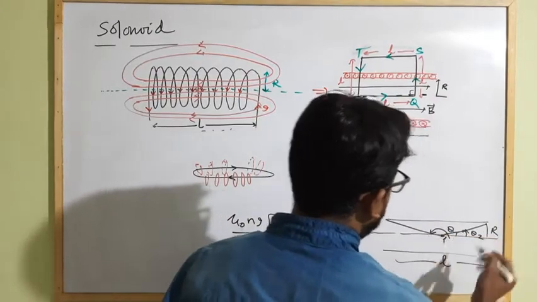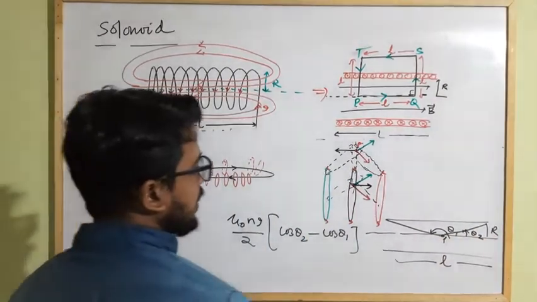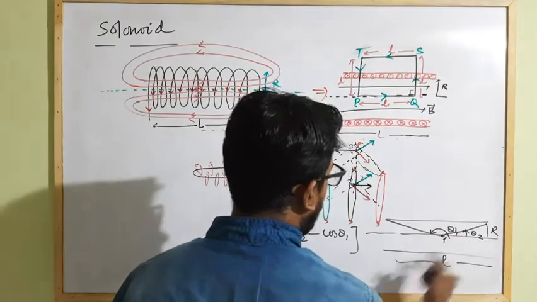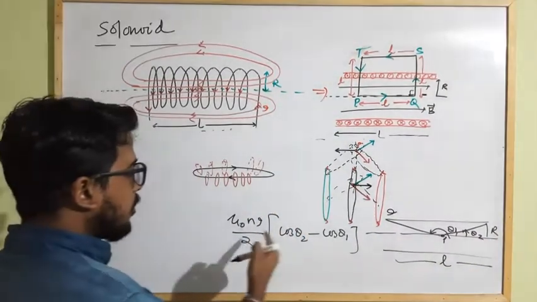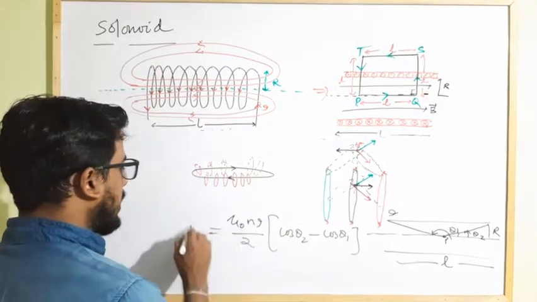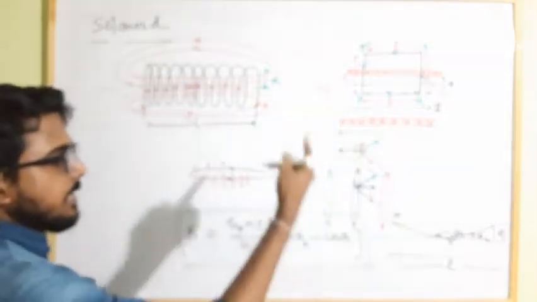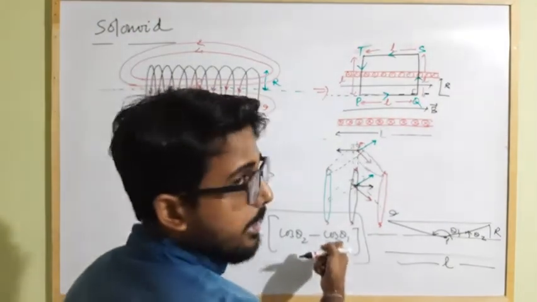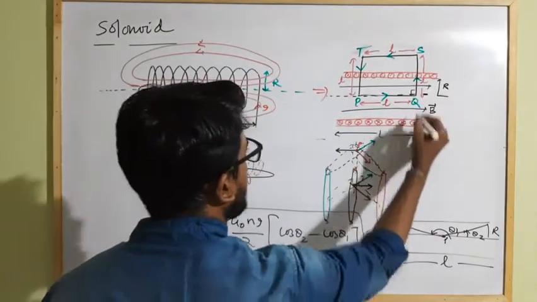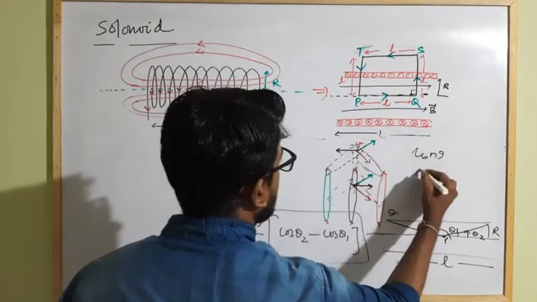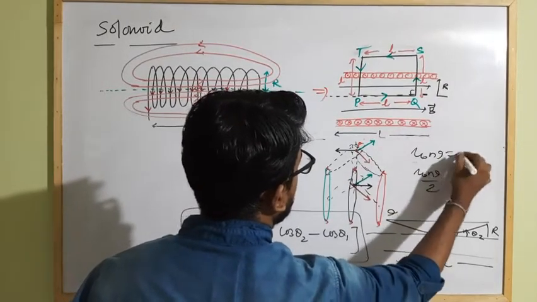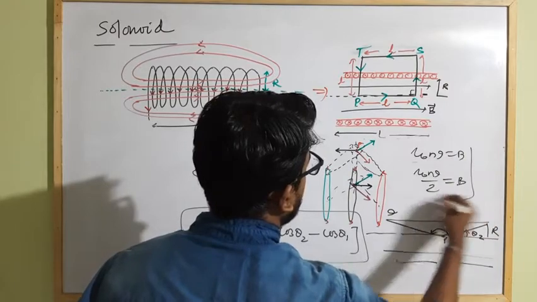Both are measured in the same anticlockwise direction. This is theta 1, this is theta 2. Then the magnetic field strength, if it carries current I and the number of turns per unit length is n, at any point due to the solenoid will be this much. If this is ideal, theta 2 will become 0 and theta 1 will become 180. Clear? But you have to remember only that inside it is mu naught n i, and at the edge it will be mu naught n i by 2 for an ideal solenoid.